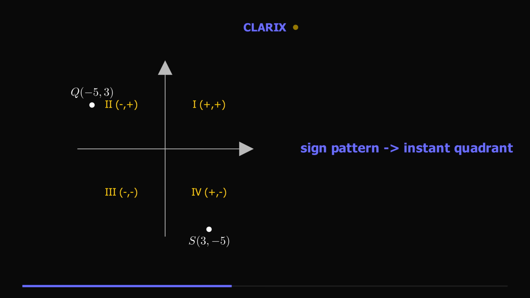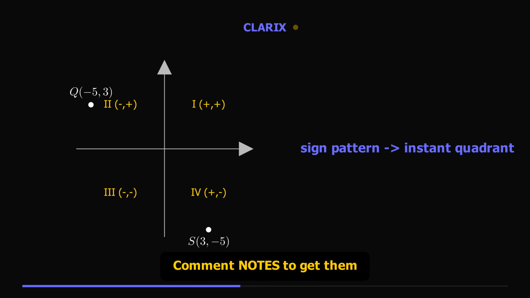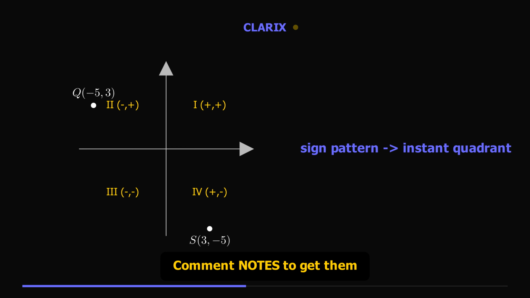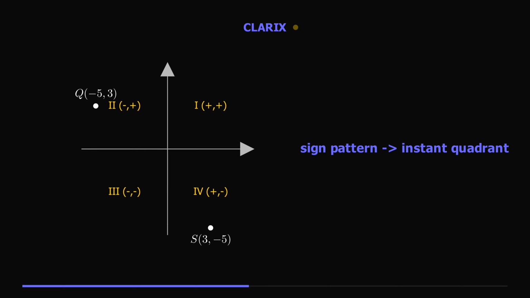So a point like (3, -5), with a positive x and a negative y, must be in quadrant 4. And a point like (-5, 3), negative x, positive y, lands in quadrant 2. Get the sign pattern right, and you always know the quadrant without even plotting it.